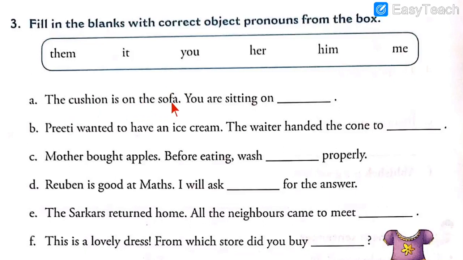The cushion is on the sofa. You are sitting on dash. Now cushion is a non-living thing.